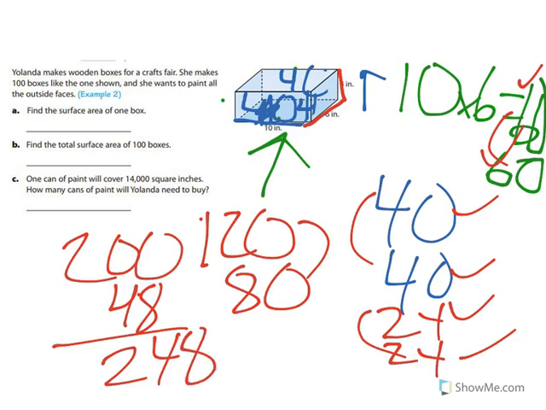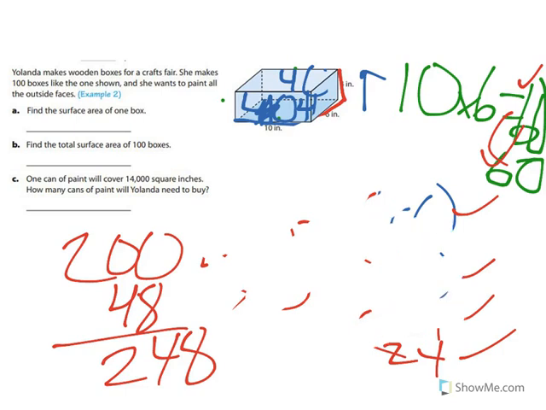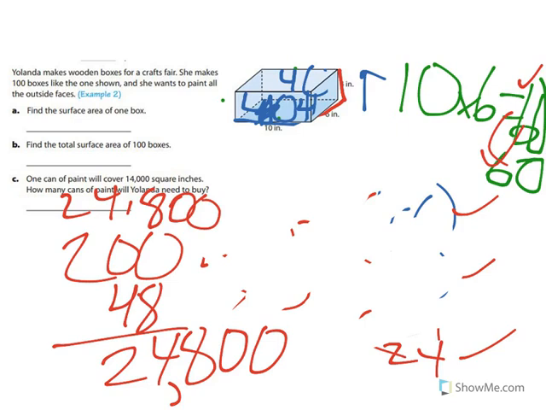Take a look at this now. So now I have more steps to the problem. Find the total surface area of 100 boxes. So times 100, what am I going to do? I'm going to add 2 zeros to it. So I have 24,800. 1 can of paint will cover 14,000 square inches. How many cans of paint will Yolanda need to buy?